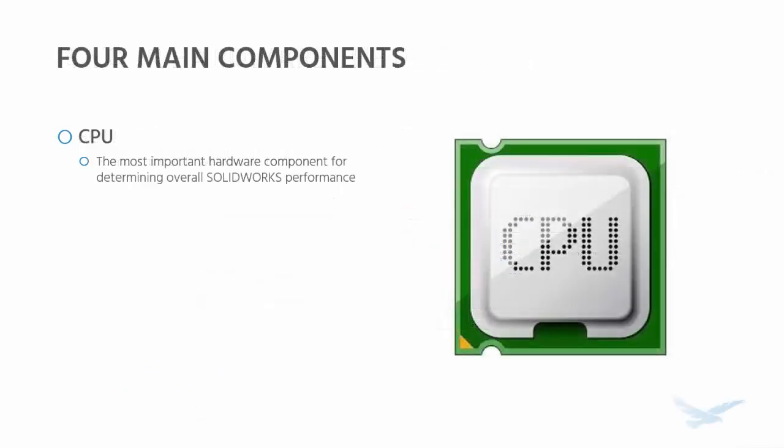Let's start with probably the most important hardware component for determining overall SOLIDWORKS performance, the CPU. The CPU will take instructions from a program or application, in our case SOLIDWORKS, and perform a calculation. Most of the calculations in SOLIDWORKS are sequential, meaning that they cannot take full advantage of more than one core at a time. So when purchasing, you'll want to prioritize the clock speed of the CPU over the number of cores that it has.